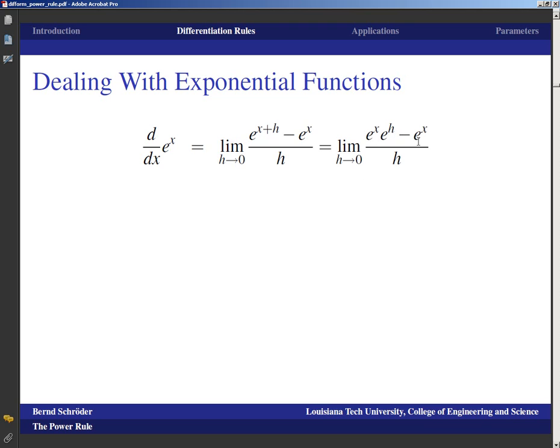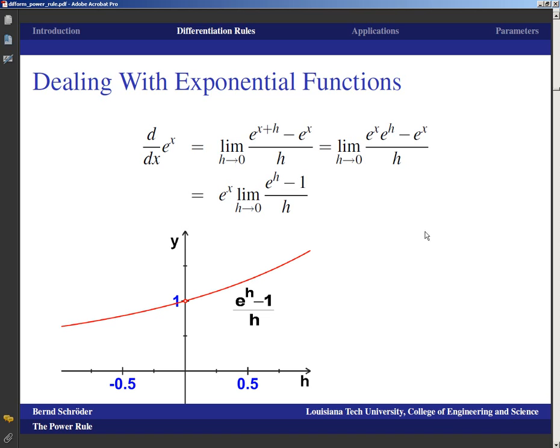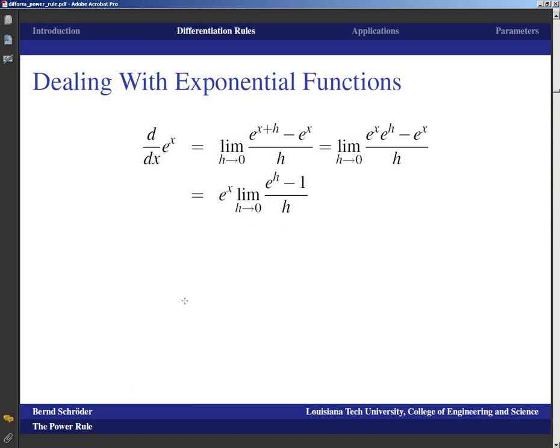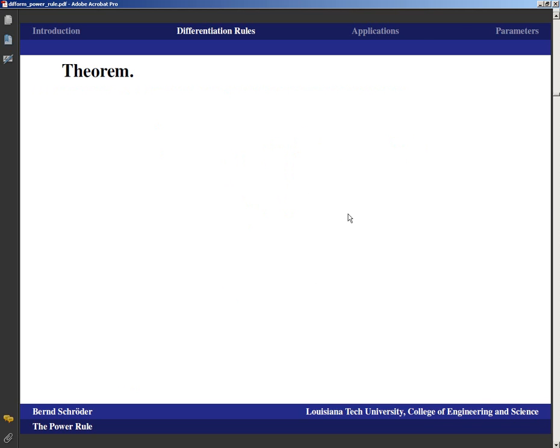And this time we can actually, well, we can't factor out an h, but we can factor out e to the x. So this is e to the x, because that doesn't depend on h, times the limit as h goes to 0, e to the h minus 1 divided by h. And that limit formally is actually quite challenging to compute, but graphical evidence suggests that when you plot the function e to the h minus 1 divided by h near 0, you end up with a limit of 1, and that is indeed the case. And that means that the derivative of the exponential function is itself, e to the x.